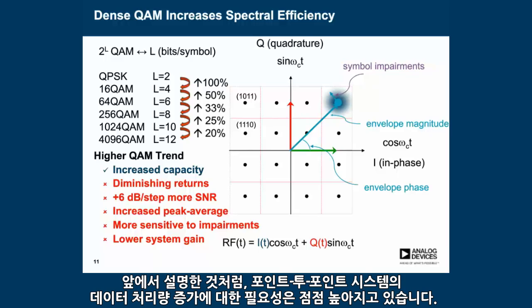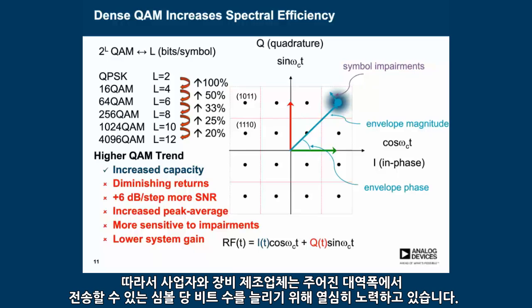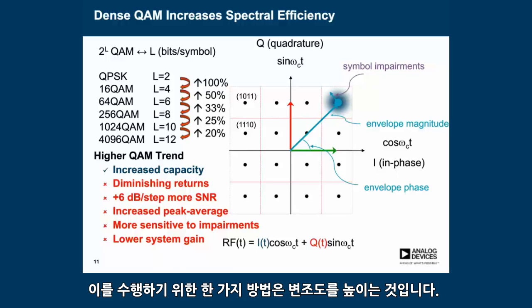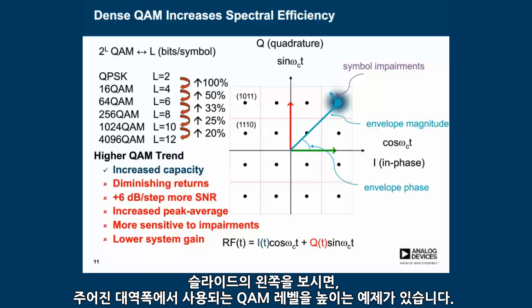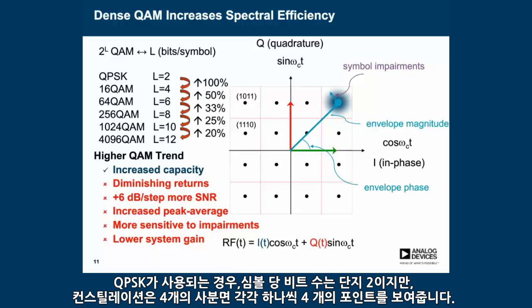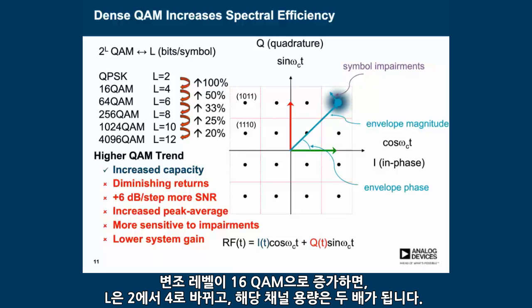As I described earlier, the need to increase data throughput in point-to-point systems is large and ever increasing. Therefore, operators and equipment makers are working hard to increase the number of bits per symbol that can be transmitted in a given bandwidth. One way to do this is to increase the modulation depth. On the left side of the slide is an example given for increasing the level of QAM used in a given bandwidth. When QPSK is used, the number of bits per symbol is only 2, and the constellation would just show 4 points, one in each of the 4 quadrants illustrated.